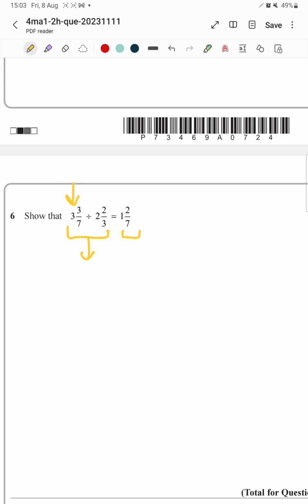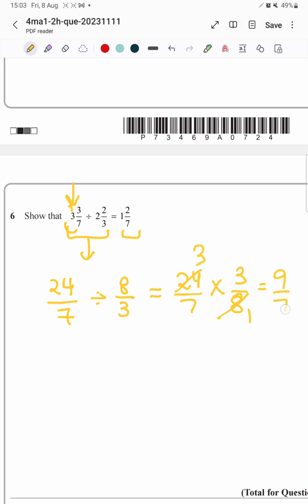So 7 times 3 is 21. 21 plus 3, that is 24. So 24 over 7 divided by 2 and 2/3, that is equivalent to 8 over 3. And that is equal to 24 over 7 times 3 over 8. So this is 8 times 1 and this is 8 times 3. So we got 9 over 7.